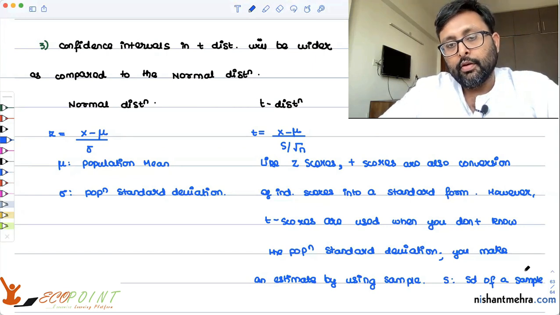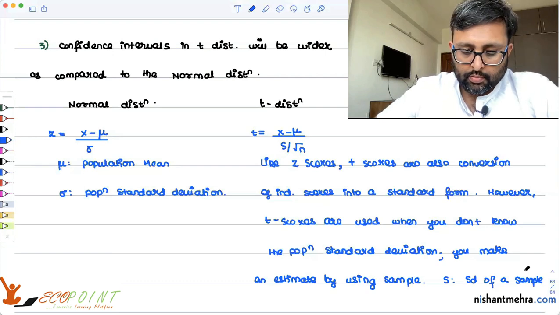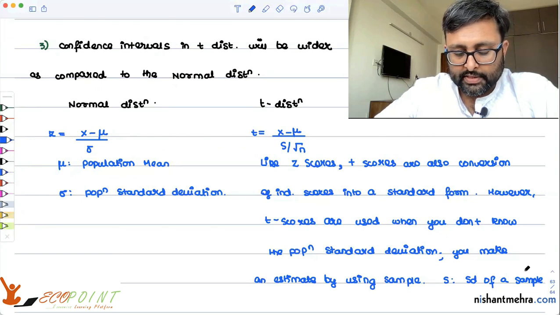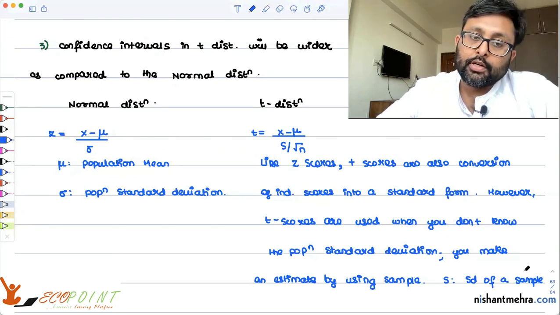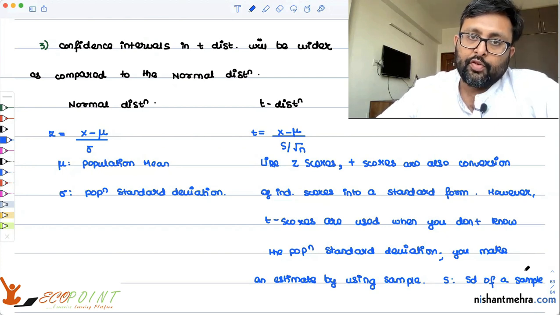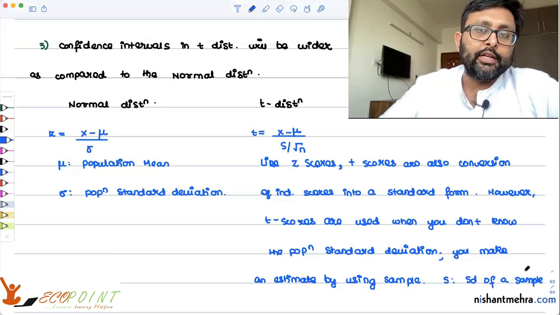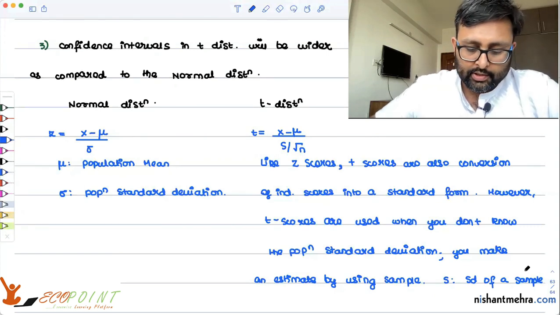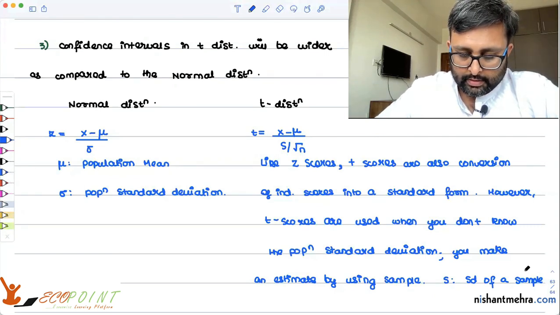this T distribution in the following cases. That is, this population standard deviation is not known, and the number of observations is less than 30. So in case you have a number of observations greater than 30, there is hardly any difference between the T distribution and the Z distribution. That is your normal distribution. So please write this.